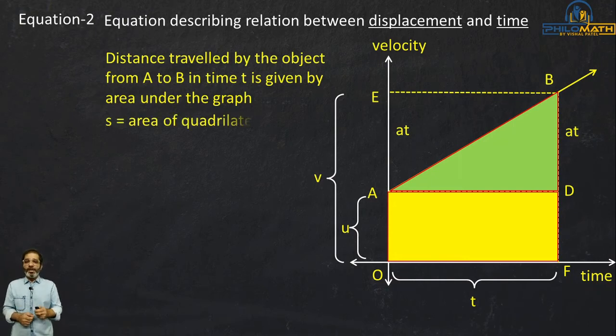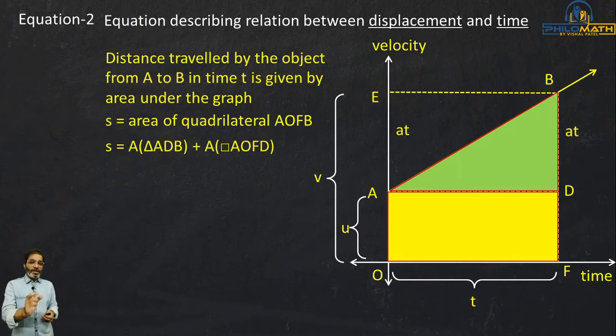So let us write S equals area of quadrilateral AOFB. Now if you see the graph, this particular quadrilateral I have divided into two parts: the triangle shown by green and a rectangle shown by yellow. So in the next step I'm writing displacement S, or distance, equals area of triangle ADB plus area of rectangle AOFD. Now in the next step, students, we are just using the formula and substituting the values. So let's see the next step.